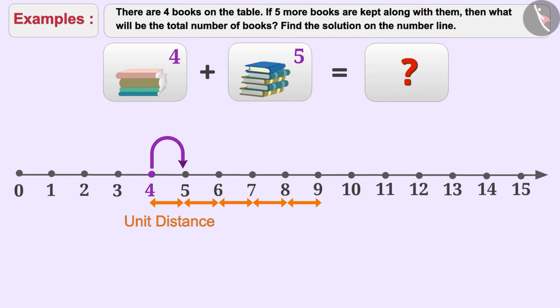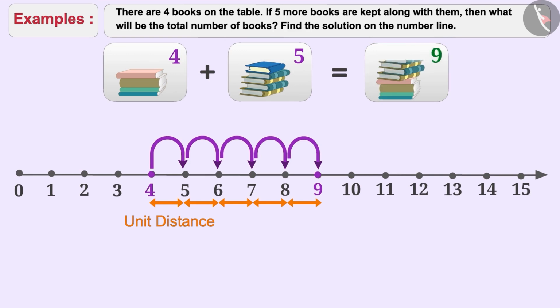To represent the steps, we will use arrows pointing towards the right direction. Since the last arrow points to 9, therefore, the sum of 4 and 5 is 9. That is, there are 9 books on the table now.